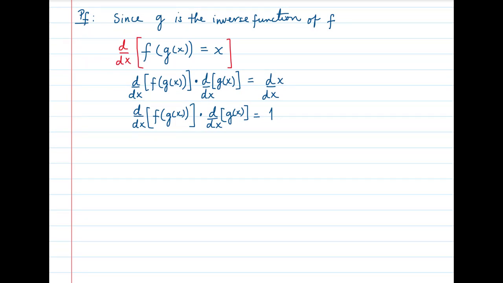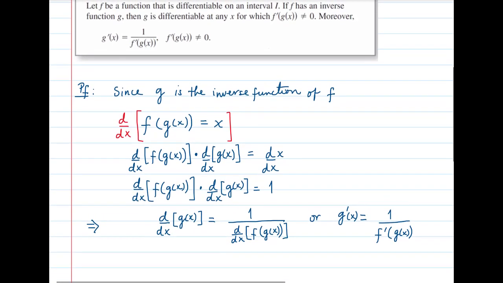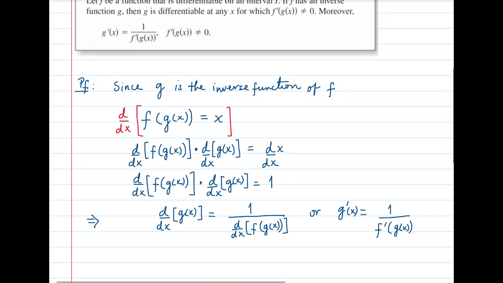So rearranging this equation, remember g is the inverse of f. I'm going to solve for the derivative of g of x. Dividing both sides by the derivative of f of g of x, we get that the derivative of g of x is equal to 1 over the derivative of f of g of x. That's exactly what we had in the theorem above. Using Newton's notation, g prime of x is equal to 1 over f prime of g of x. And don't forget that the denominator can't be 0, otherwise it'll be undefined.